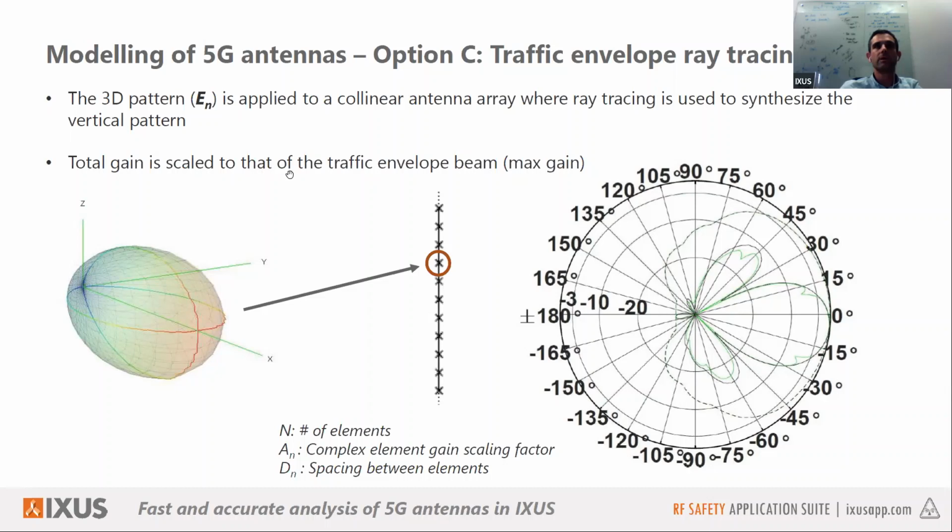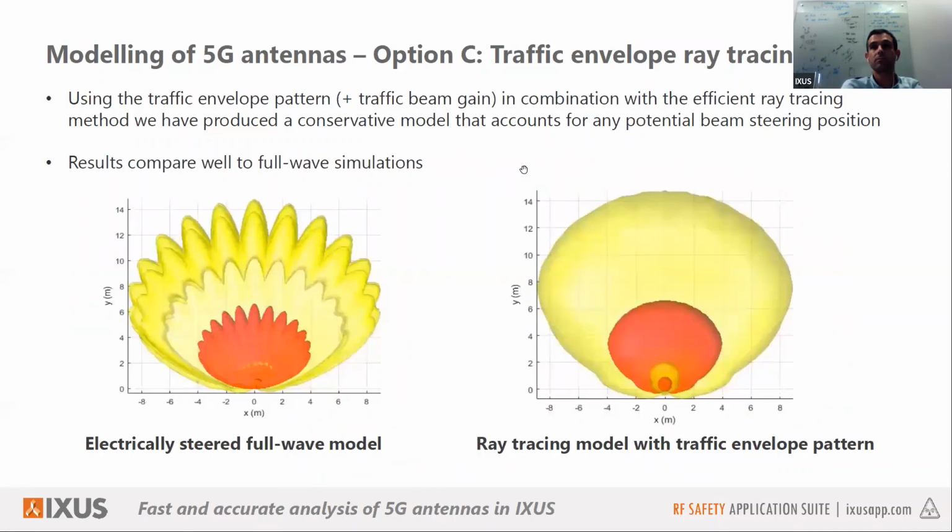It's also worth noting that, in the end, before the model is finalized, the gain of the total model is also scaled so that it's in alignment with the traffic envelope beam max gain. By doing that, you generate a 3D exclusion zone, or a model that's capable of simulating a three-dimensional exclusion zone that can accommodate any position of where the traffic beam might be situated.